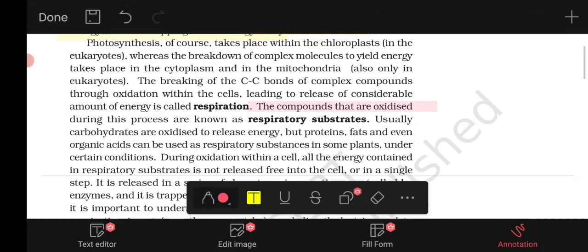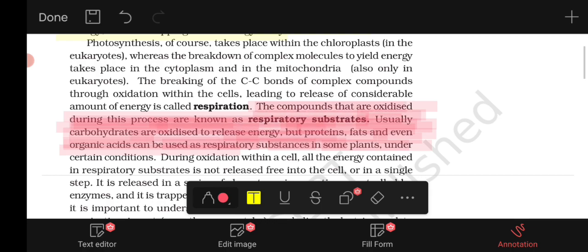So the compounds oxidized during this process are known as respiratory substrates. Usually carbohydrates are oxidized. We all know this. And they release energy, but proteins and fats, even organic acids, can be used as respiratory substrates in some plants. But the most common is the carbohydrate.